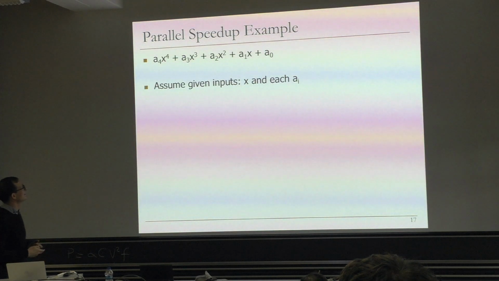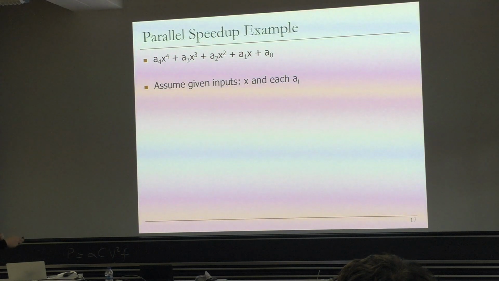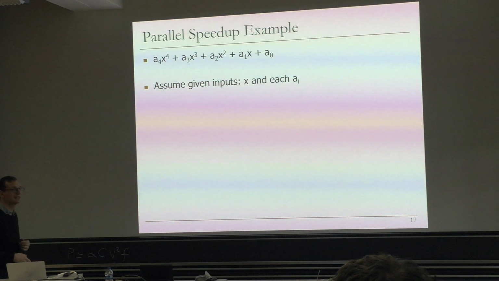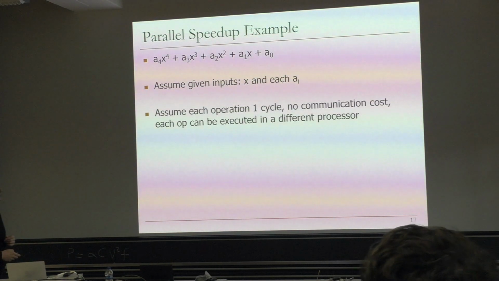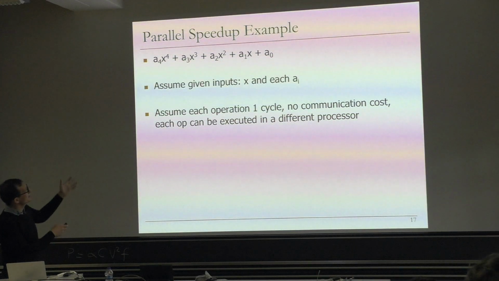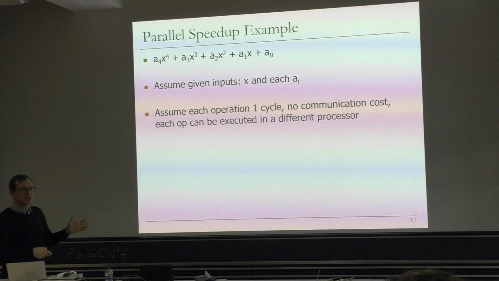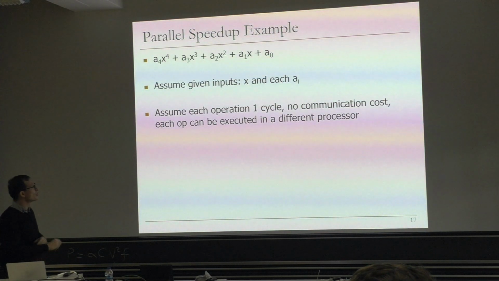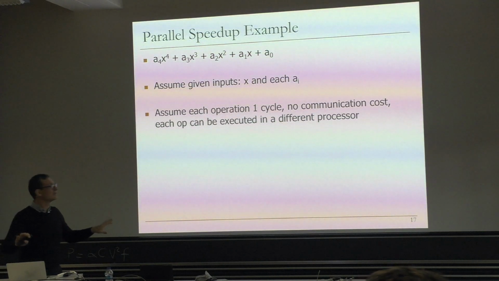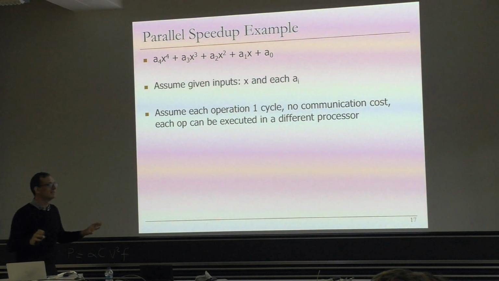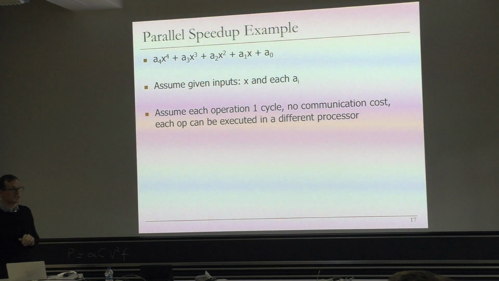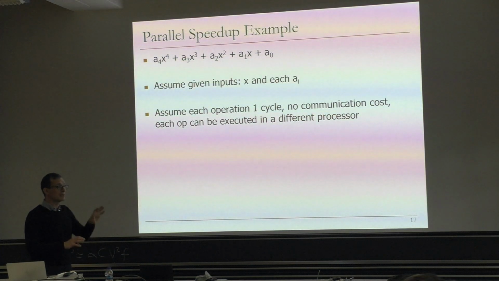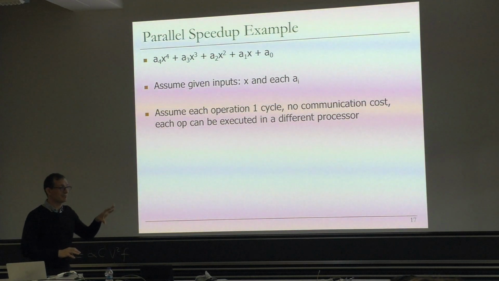And assume that we have given inputs, x, a single value, and each constant a_i. And assume that each operation takes one cycle. In this case, we have only multiplications and additions, right? Addition takes one cycle, multiplication takes one cycle. There's no communication cost between processors, which is really very optimistic, as you can see. And each operation can be executed in a different processor. And each processor is capable of executing a single multiplication or a single addition at a given time.